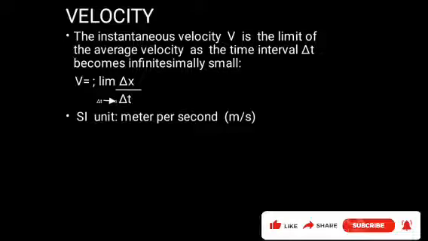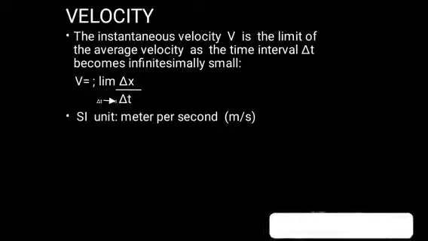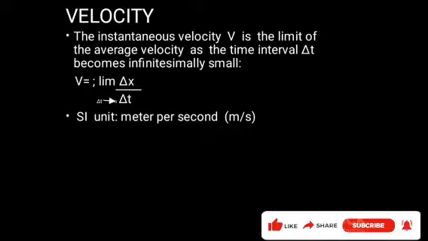Now, the instantaneous velocity v is the limit of the average velocity as the time interval delta t becomes infinitesimally small. That is, it is the average velocity of an object as the time approaches 0. The SI unit for instantaneous velocity is also meter per second.